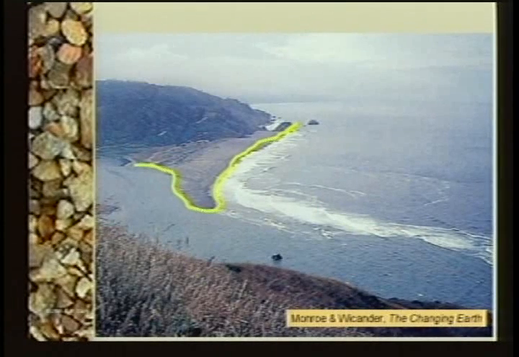Here is an example of a spit outlined in yellow. You can see the sand jutting out into open waters. What's the direction of the longshore current? Well, since the sand is moved beyond the beach, the longshore current here must at least move in this direction because the sand is being carried in this direction.